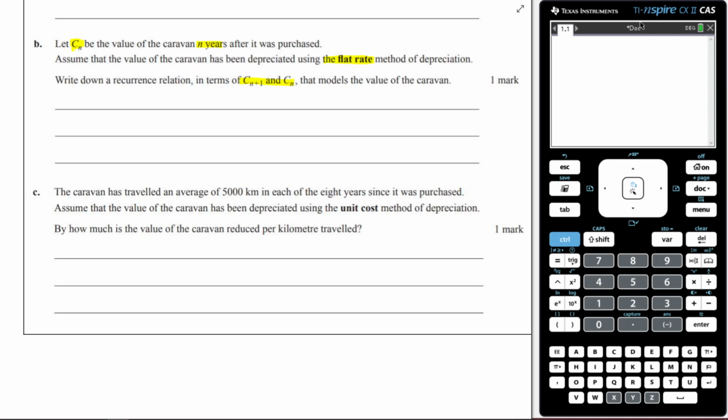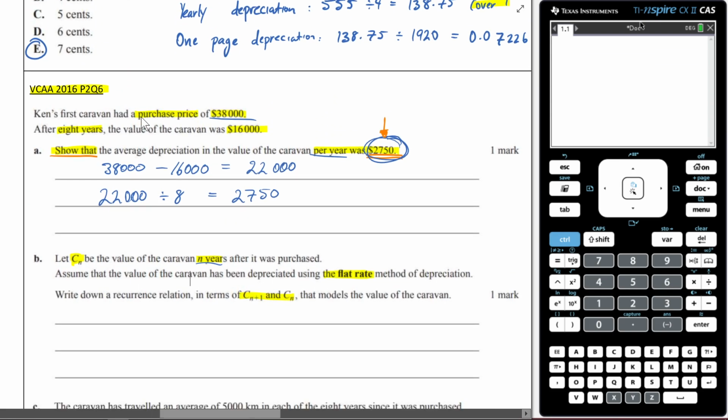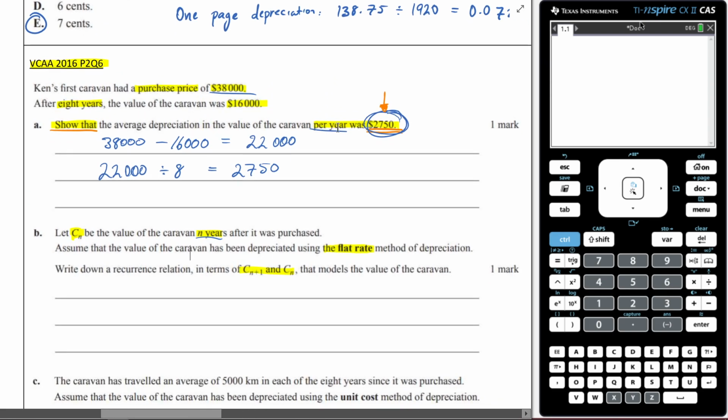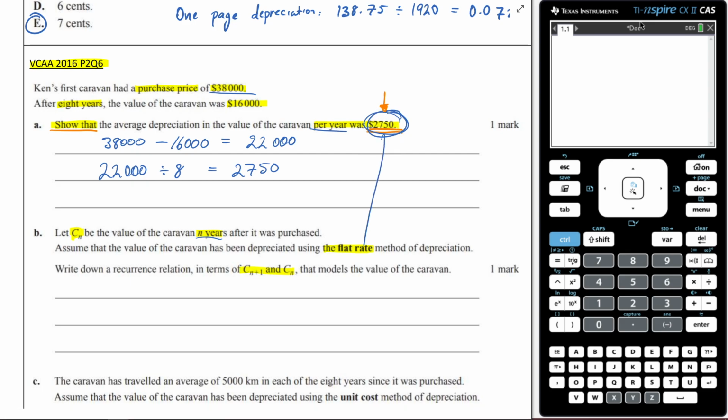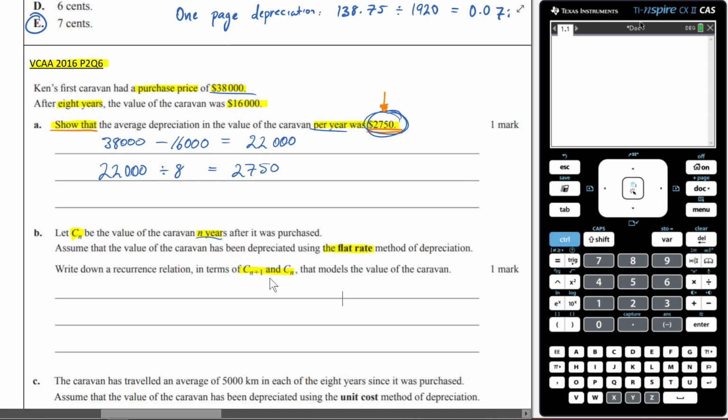Now, we've got a flat rate of depreciation here. So what are we going to do? Well, here is where I would look. We're after n years, so we're depreciating it based on yearly things that are happening here. Now, we're told that the average depreciation of the caravan per year is 2,750. So I can use this down here. And again, that's the whole point of a show that question. They normally use it when they want you to use it for another part.